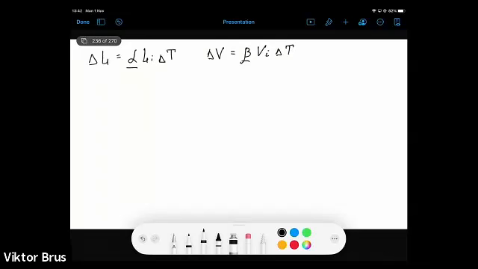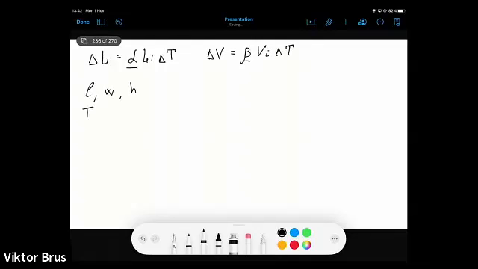So in order to find the relationship between them, let us consider some box with sides L, W, and H. So length, width, and height.